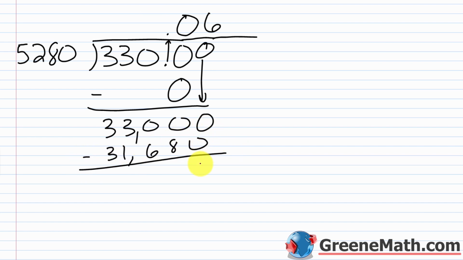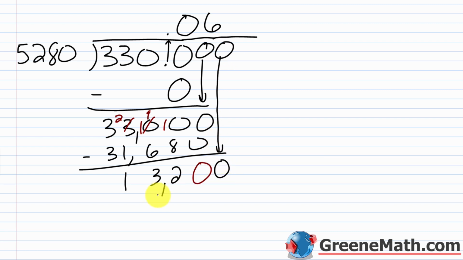I don't need to borrow here. 0 minus 0 is just 0. I'll borrow here. This will be 2. This will be 10, then 9, then 10. 10 minus 8 is going to give me 2. 9 minus 6 is going to give me 3. 2 minus 1 is 1. So I've got 1,320. Let's put a 0 here and bring this down.